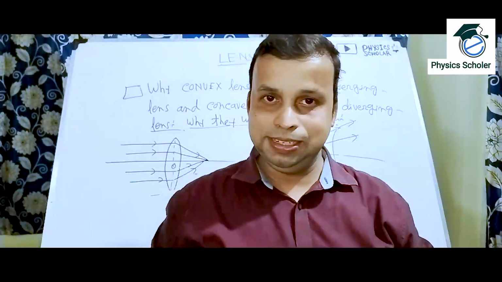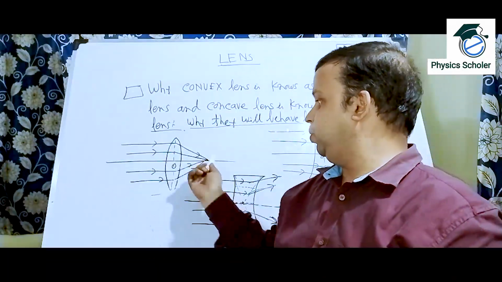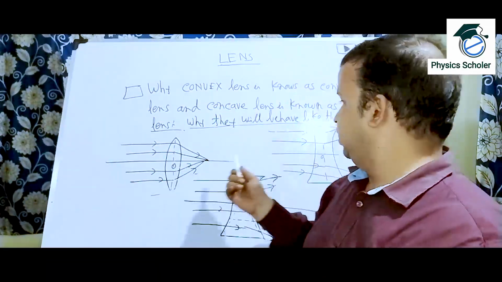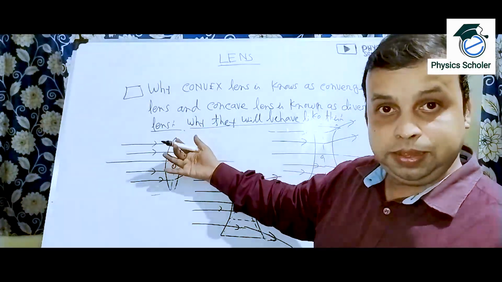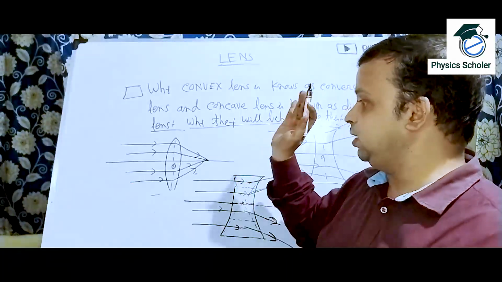This part is very easy because they will converge. That's why they are known as converging. They will diverge. That's why they are known as diverging. But why do they behave like that? These are the reasons.